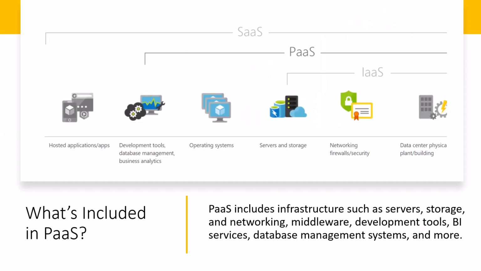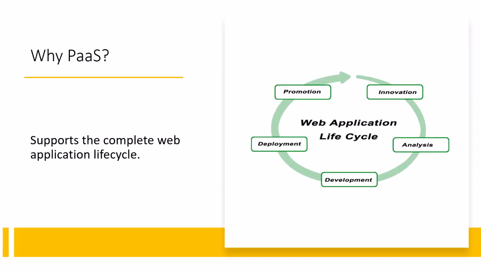Platform as a Service includes the same things that infrastructure as a service provides. This means it includes servers, storage, and networking. But in addition to the infrastructure as a service that Platform as a Service includes, Platform as a Service also includes middleware, development tools, BI services, and things like database management systems and other stuff in that range. Platform as a Service is essentially designed to support the web application lifecycle: the building, the testing, the deployment, management, and the updating of such applications.